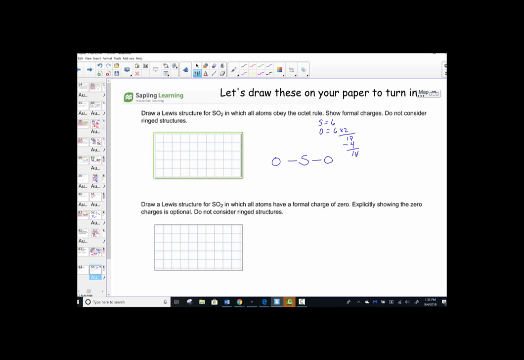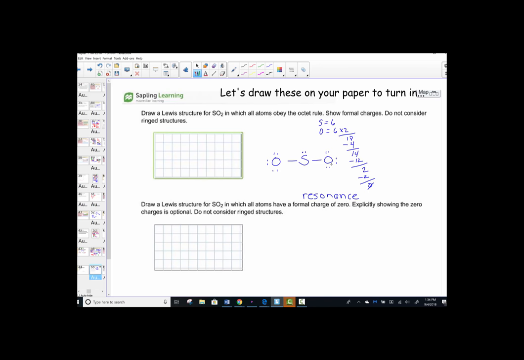Fill the octet. 1, 2, 3, 4, 5, 6, 7, 8, 9, 10, 11, 12. Two more to place. Those will go on the central atom. Clearly, you see the sulfur has not yet met the octet rule. It does not matter which of the oxygens you take a pair from. This molecule will exhibit resonance. I can go in either direction and form a resonance structure.